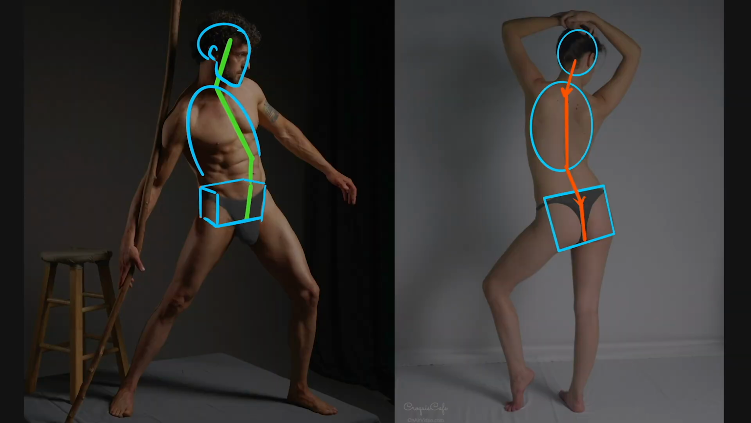So back to the angles. The second type of angle is the angle between the major forms. And this is just as important. If the pelvis is off at an angle relative to the rib cage, you really want to see and capture that. If the head is off to an angle relative to the rib cage as well, you want to capture that. You don't want to put everything into a nice vertical straight line because that's boring.